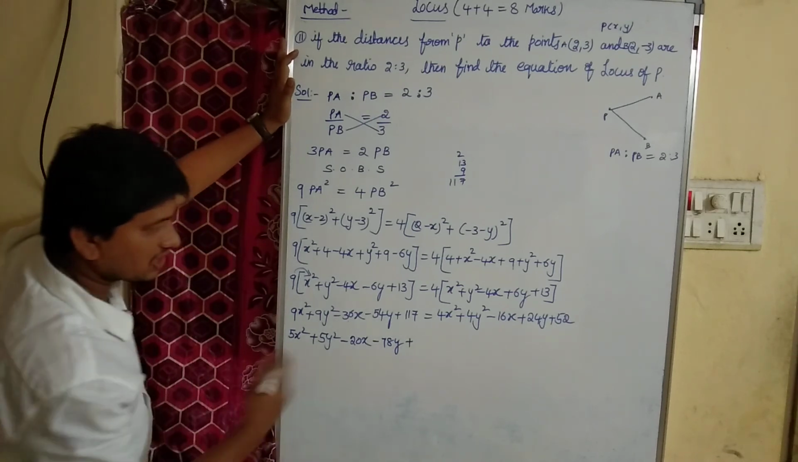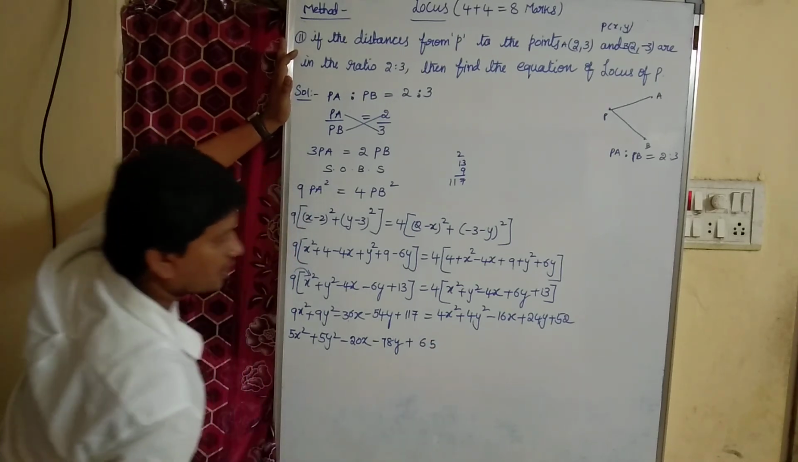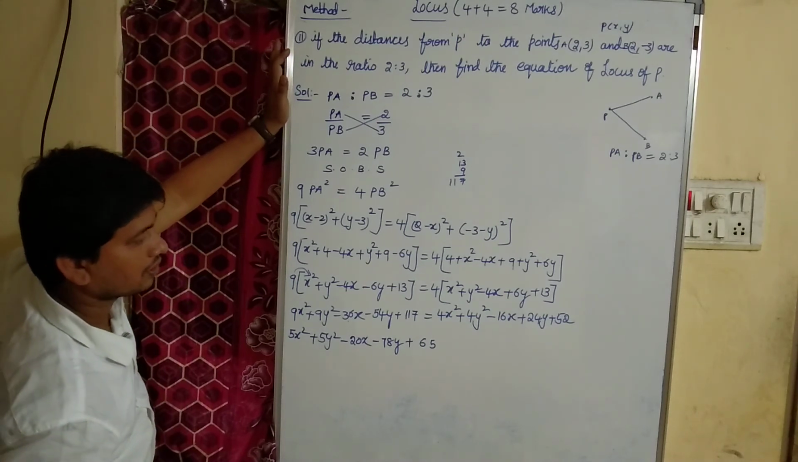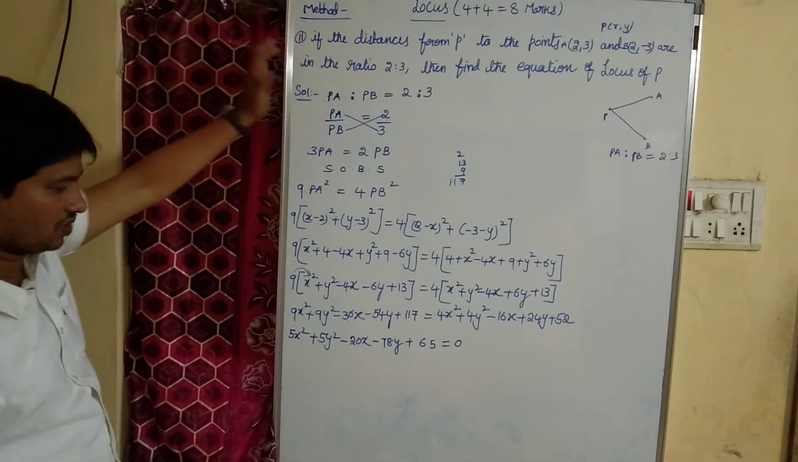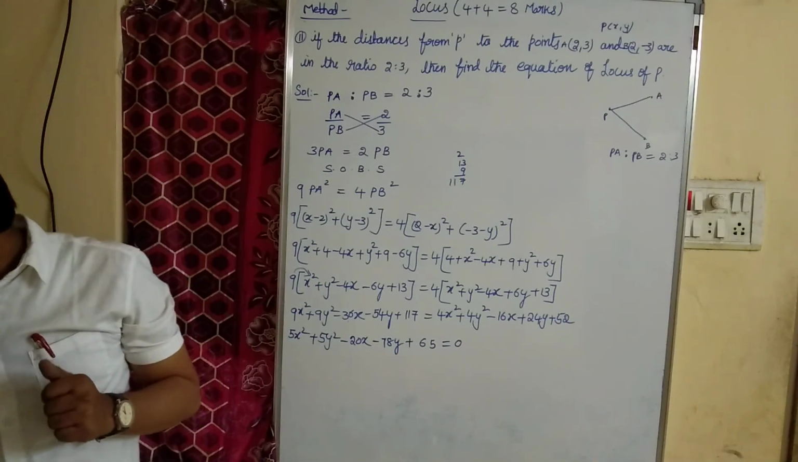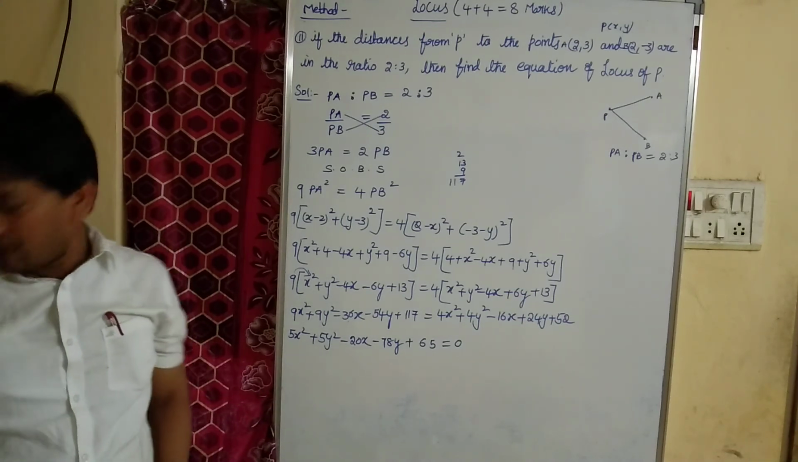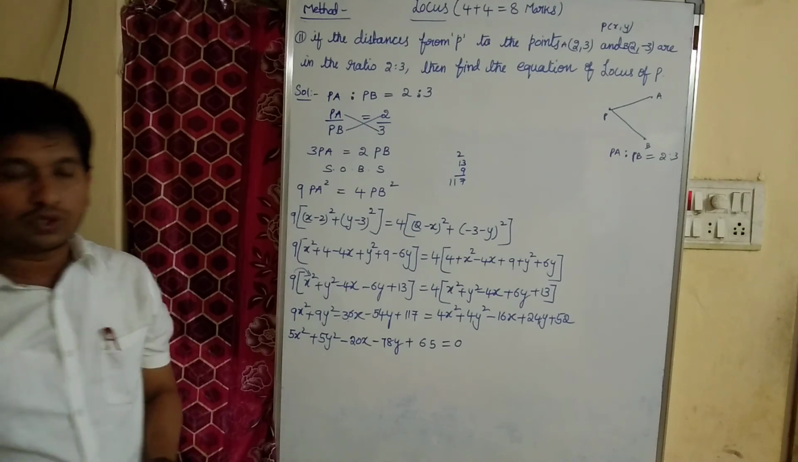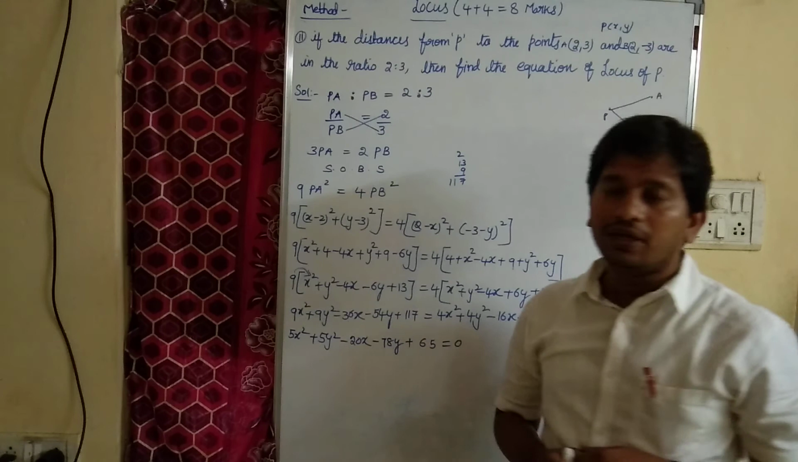117 minus 52. 7 minus 2, 5. 11 minus 5, 6. That is 65 equal to 0. Right? So, what is the equation of locus of P? That is 5x square plus 5y square minus 20x minus 78y plus 65 equal to 0. So, this is our locus of P.